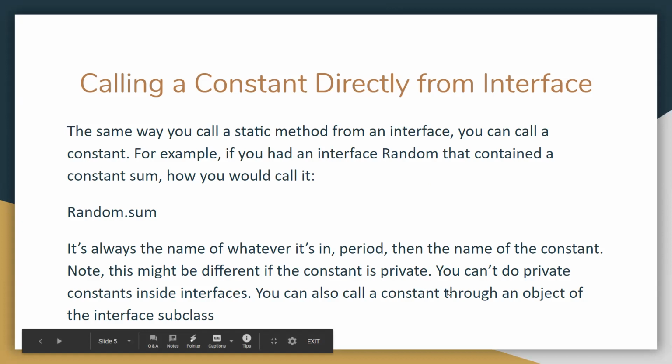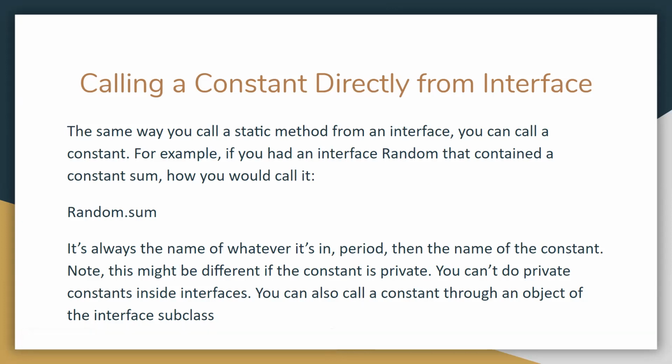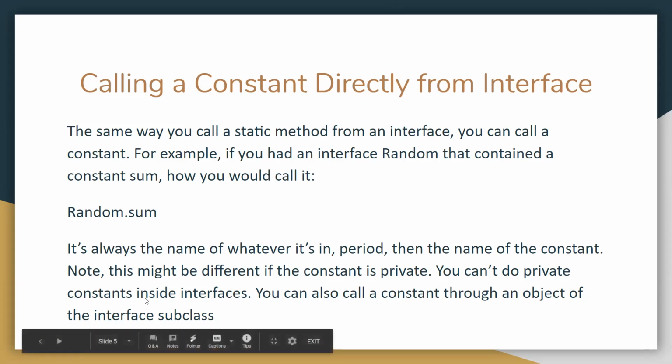You can also call a constant through an object of the interface's subclass. What that means is that if you had a subclass that implements the interface, then you could call the constant through there. So if you had the object name, you could call object name dot constant, and that would work the same way. But generally, this one's the more direct way, and it doesn't require an object to do it. So if you're in a rush and you don't have an object of the subclass, you can always just do this line.